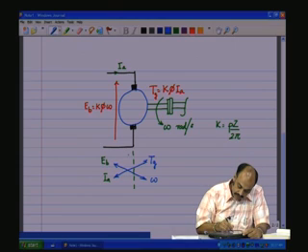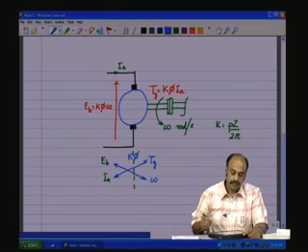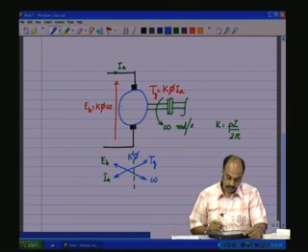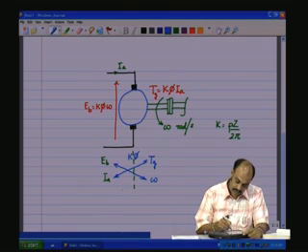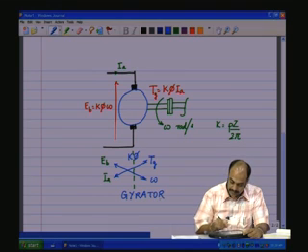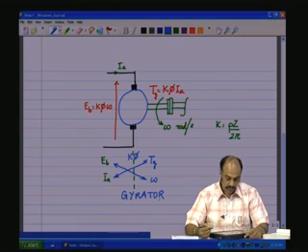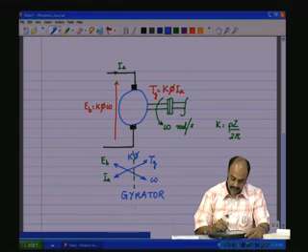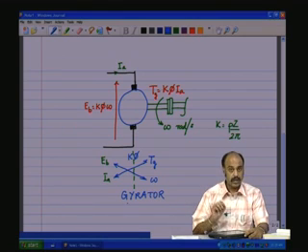And the linking variable is K phi. K phi is the same for both cases. Therefore, this is a gyrator. We have already said that motor generators are gyrators, but these equations emphasize our point that it is a gyrator and not a transformer.